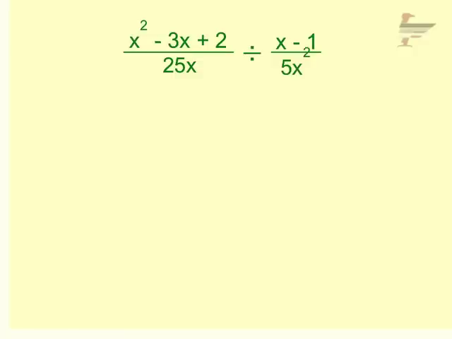Alright, last slide, I just want to show you what division will look like real quick. And again, there's a video for each of these, so make sure you watch those too, just so you can see more of this. But first step, factor everything. So x squared minus 3x plus 2 will factor into x minus 2, x minus 1 over 25x.